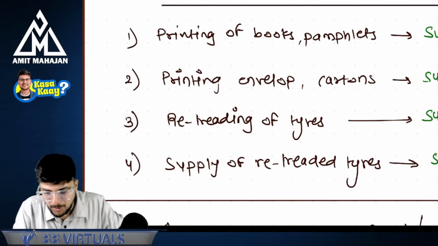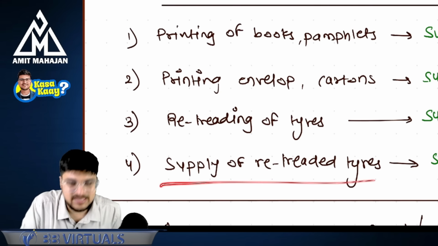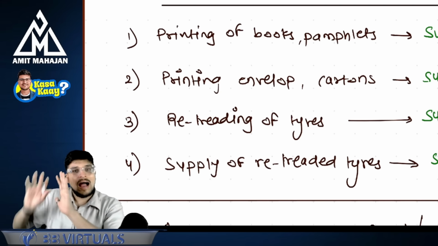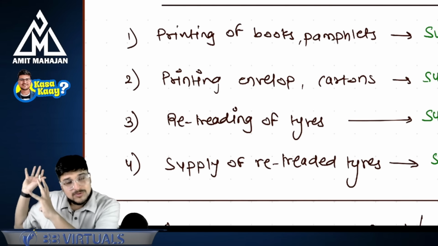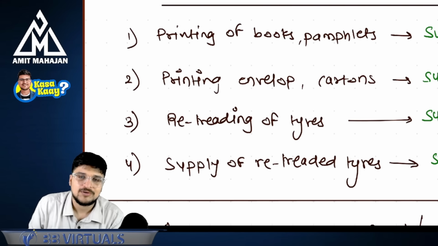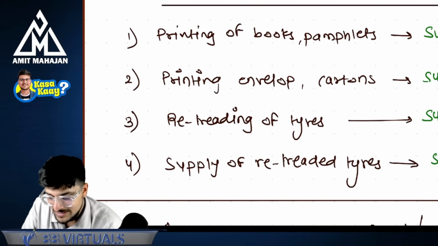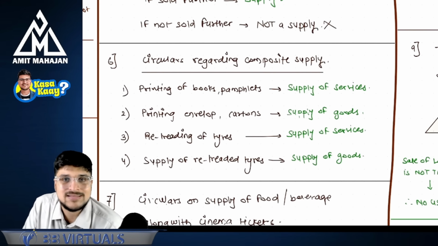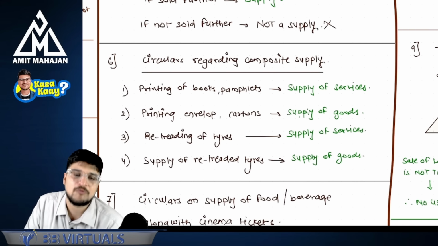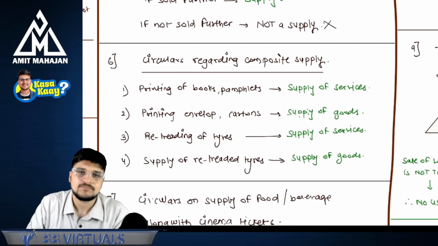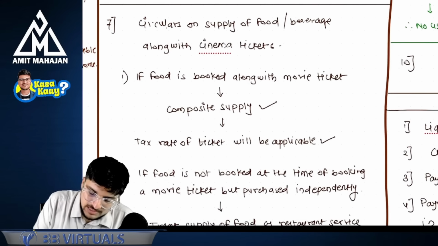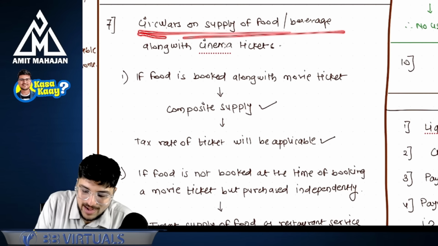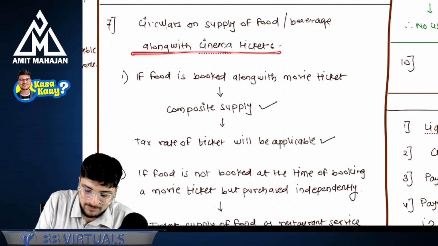And the fourth point is supply of retreaded tires, which means you're coming to me, I have some retreaded tires ready and I'm selling those retreaded tires to you. Now, in that case, can I say this is considered a supply of goods? So, this is important. Please pay attention while reading this sixth point. Cool. Okay. Circulars on supply of food and beverage, along with cinema tickets.